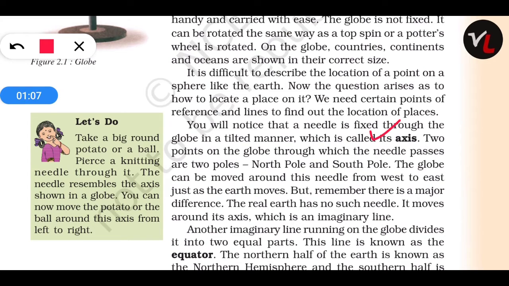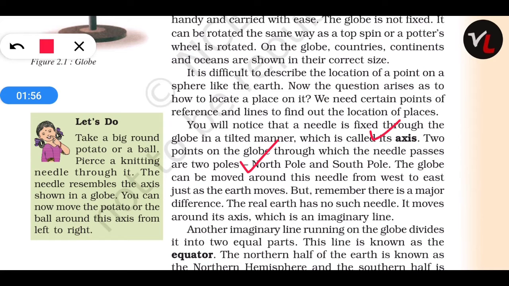Here there are 2 points on the globe through which the needle passes. They are the North Pole and South Pole. So the needle passes through 2 points. They are the North Pole and South Pole. The globe can be moved around the needle from west to east. So the earth's movement is from west to east.